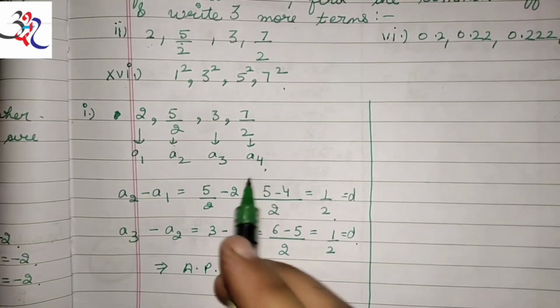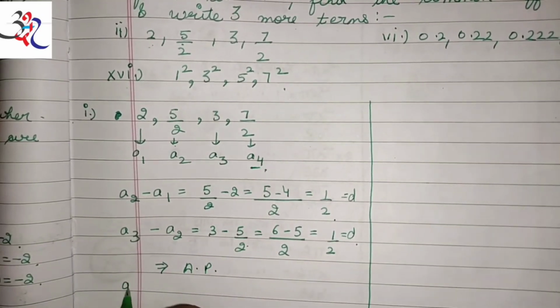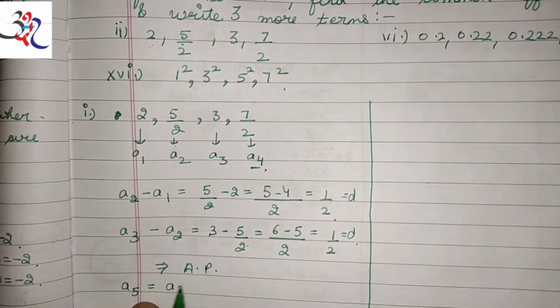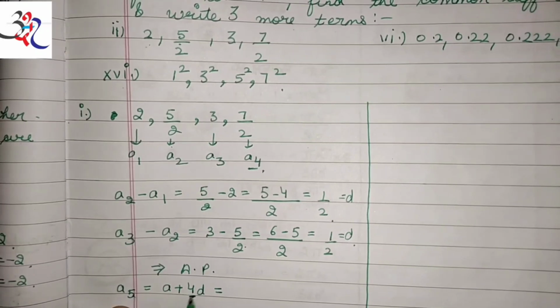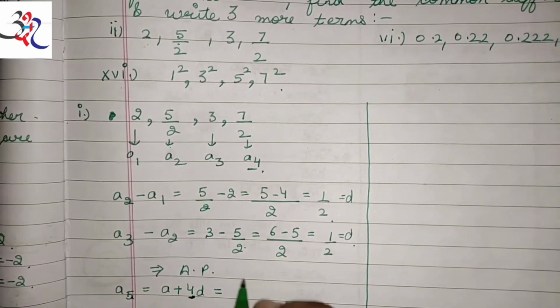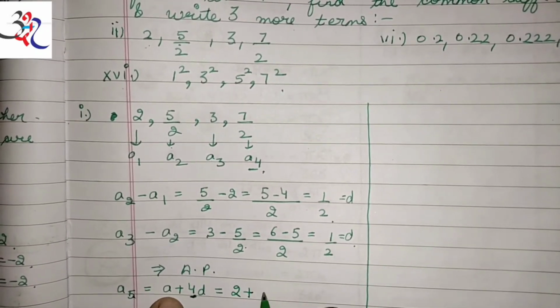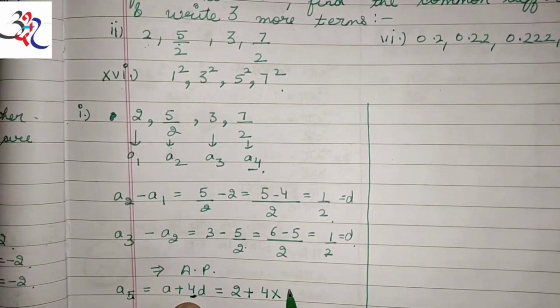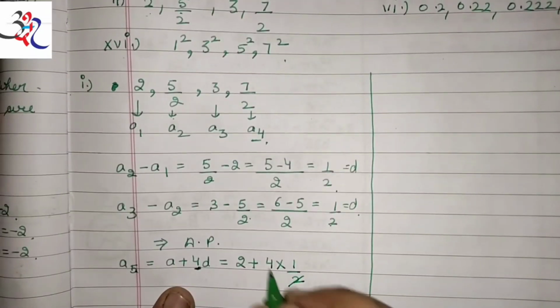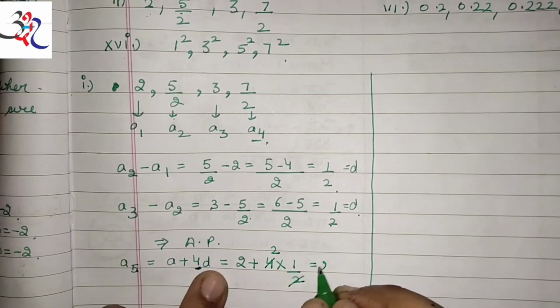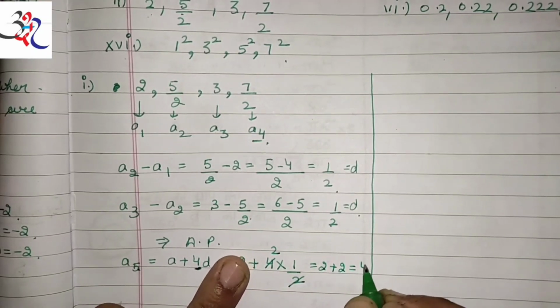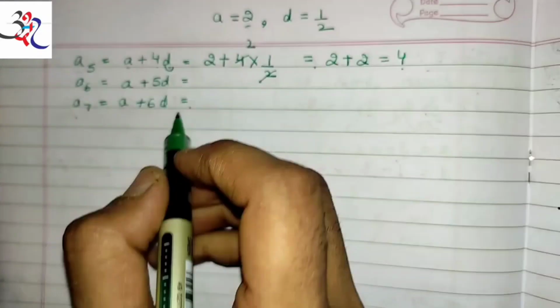So how to find out the next term? This is the fourth term, and the formula for finding the fifth term is what? Fifth term will be A plus 4D. This is one lesser than the term which we are finding out. So A is my 2, 4 into D is 4 into 1 by 2. So this and this will get cancelled out. My term will be 2 plus 2, which is equal to 4.